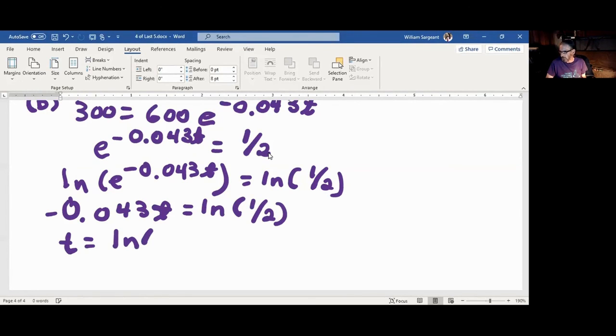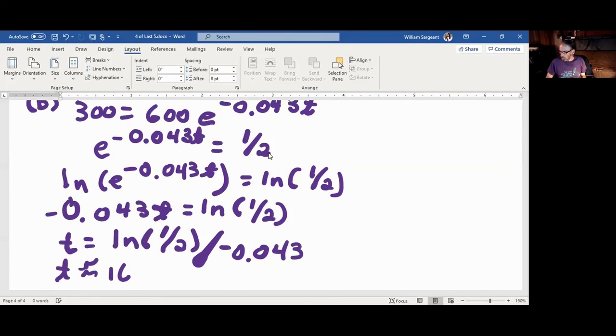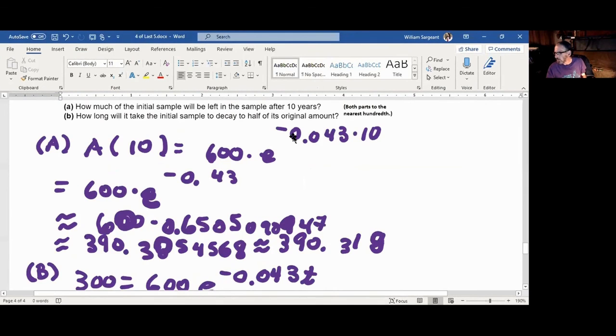Again, you may have a calculator that lets you put this in all at once. If you do, terrific. Otherwise, well, 1/2 is 0.5, so natural log of 0.5, that's a negative number, about negative 0.69 something, but I'm not going to round it, not yet. Dividing by negative 0.043, I'm coming up with t is approximately 16.11970187. That was also supposed to be rounded to the nearest hundredth.